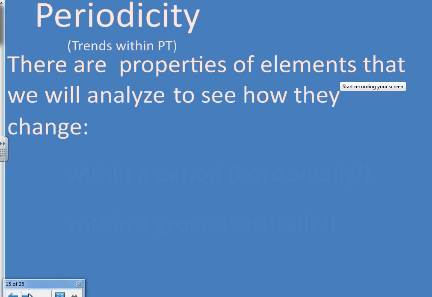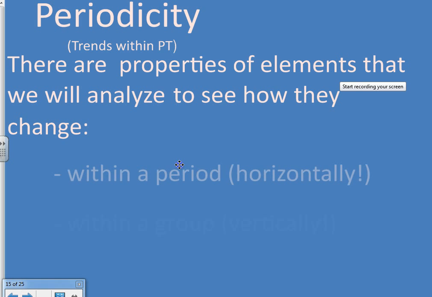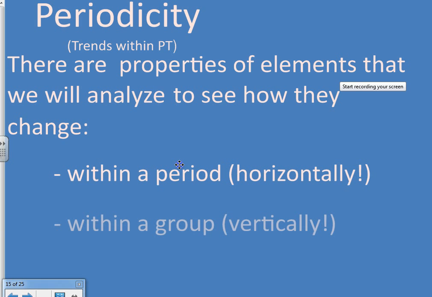Periodicity, as we've discovered, is the topic that explores the trends within the periodic table. There are properties of the elements that we will analyze to see how they change both within a period, horizontally from left to right, as well as within a group vertically from the top to the bottom, just like we did before in our previous lecture.